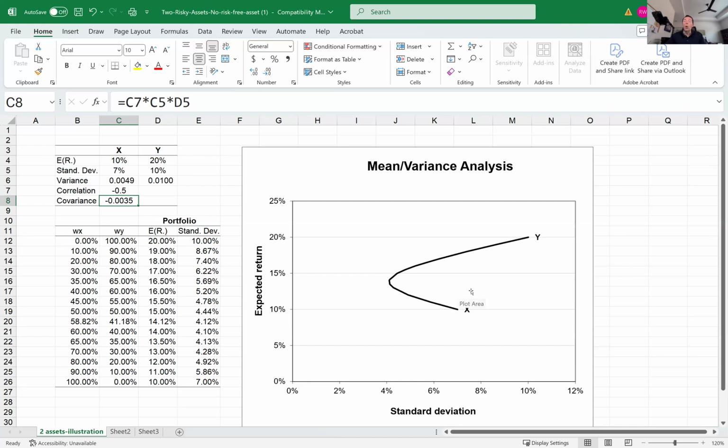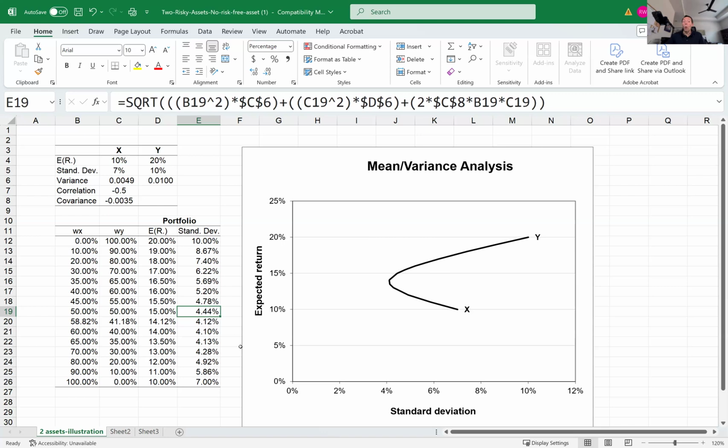Okay, we've got a lower standard deviation for each of the combinations of X and Y, where you've got some weight in X and some weight in Y. So take a look again where half of our money is in X and half of our money is in Y. It's still got a 15% expected return, but if you remember, when X and Y move perfectly together, the standard deviation of the portfolio was 8.5%.